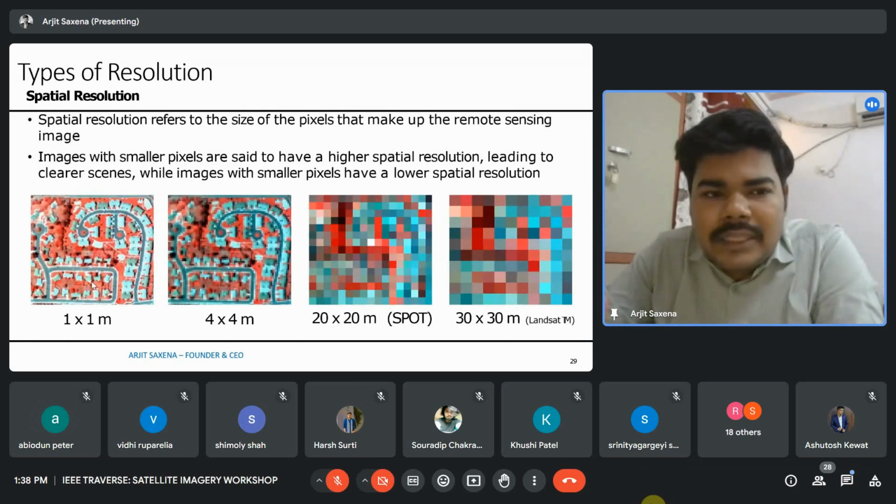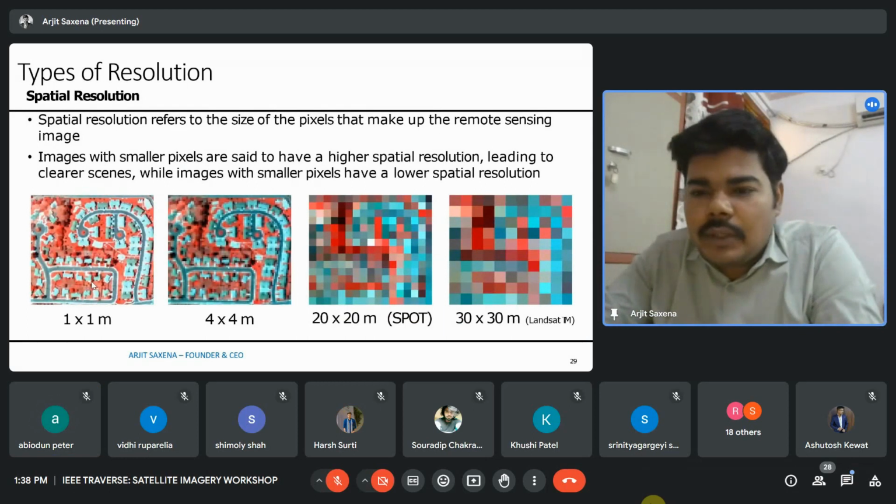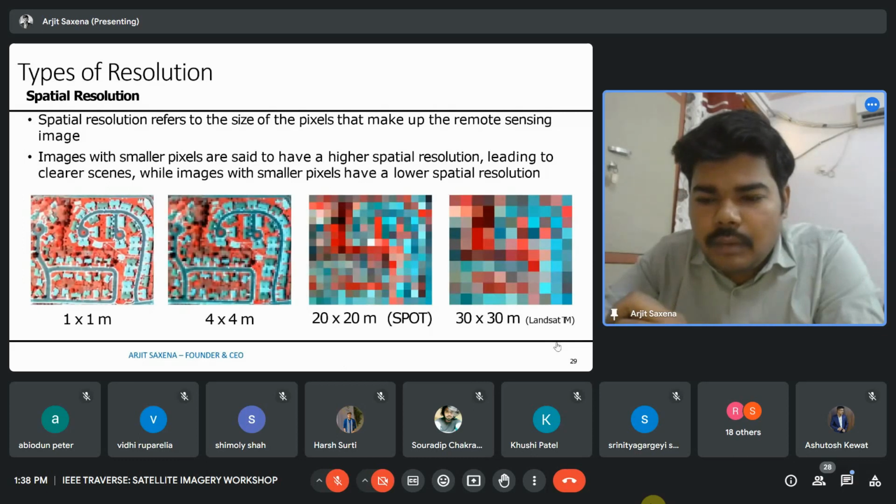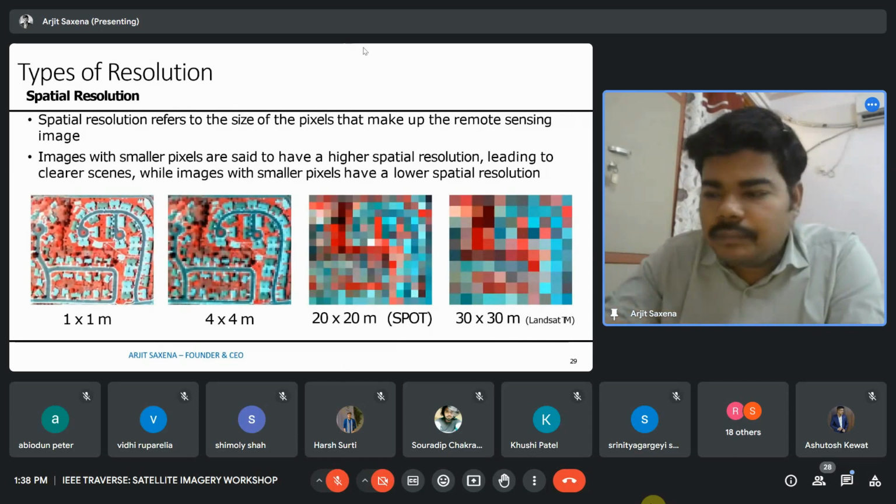So spatial resolution. Firstly, what is resolution? Can anyone answer this? What is resolution?